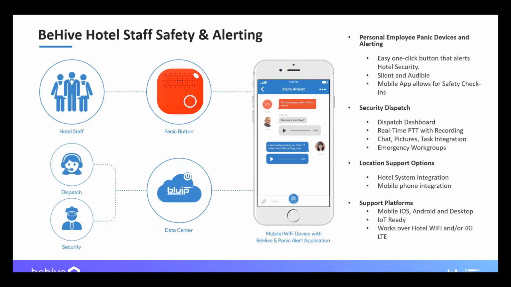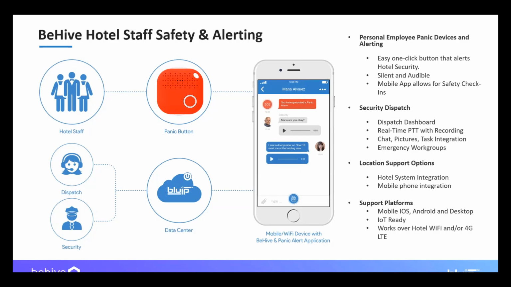All right, one of the great features about BeHive is our safety and alerting feature. We're able to connect to third-party panic devices, so that all employees have a quicker option than dialing 911, which might take a longer time. We do have panic buttons, or some companies may already have something in place, and we're able to connect to third parties as well.